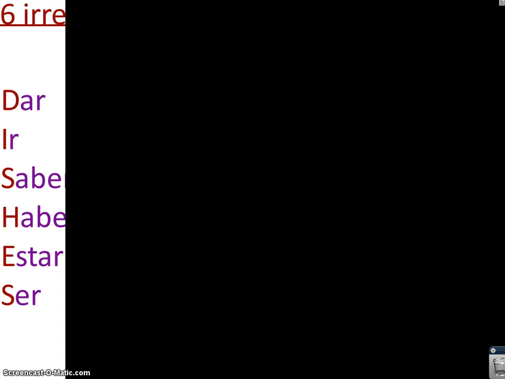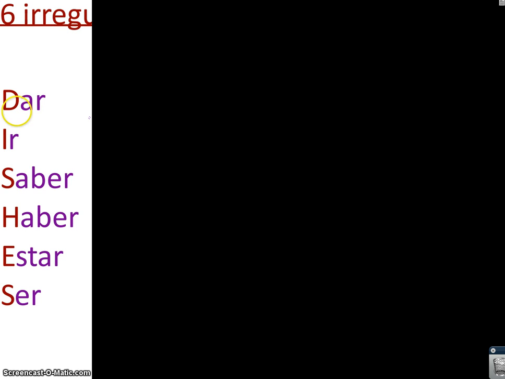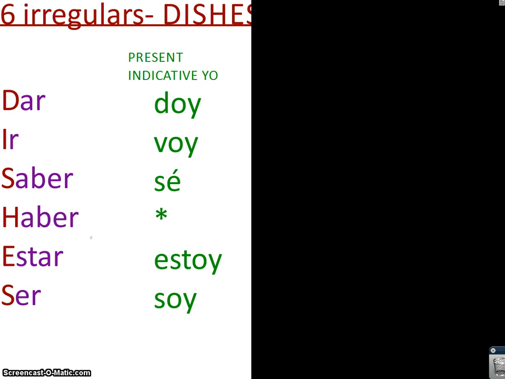Last thing we need to be aware of are six irregulars, which are still the same irregulars from commands where you take the yo, drop the o, add the opposite ending, which I say spells "dishes." Well, because they do spell "dishes" if you put them in that order. Okay, because what are the yo forms of these verbs? In the present indicative, they are doy, voy, sé. Don't worry about the present tense yo form of haber. You don't know it yet.